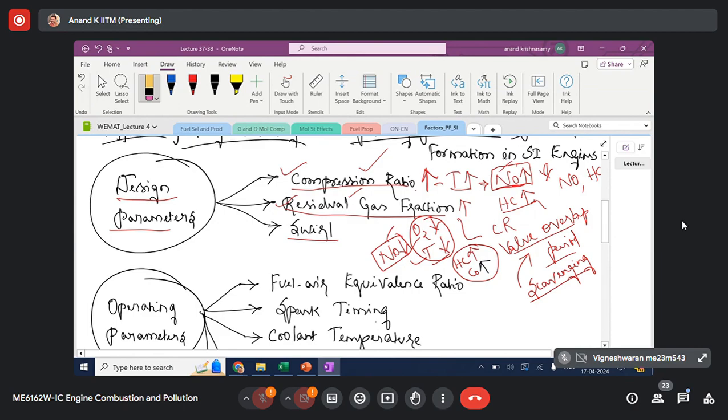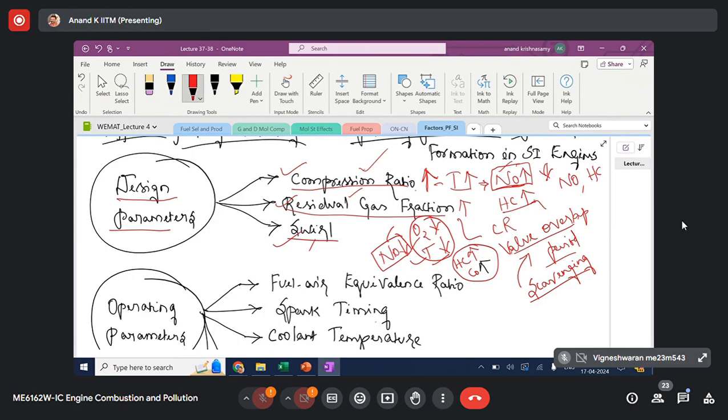The next one is swirl level in the engine cylinder. So swirl level, we already discussed in the combustion chapter about SI engine combustion. We also discussed the combustion chambers. One of the important variables when we design an IC engine is the combustion chamber shape. Based on the shape of the combustion chamber, we have discussed that the swirl level or turbulence level in the cylinder is going to be different. Swirl here simply refers to organized fluid motion. Of course, turbulence is unorganized fluid motion, right?